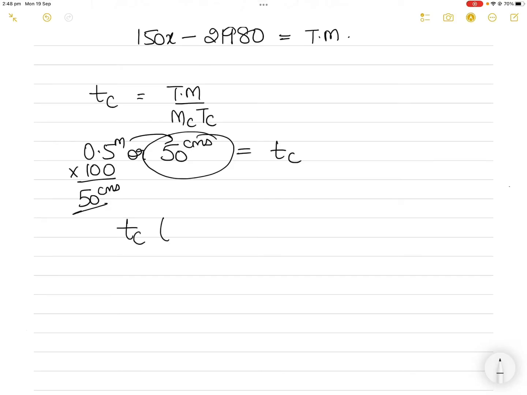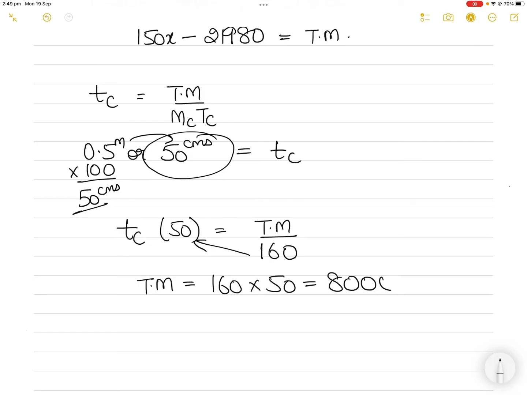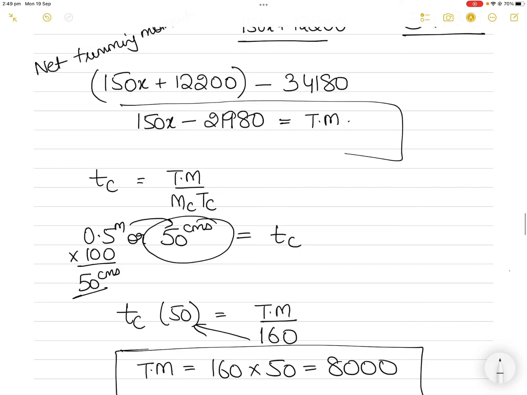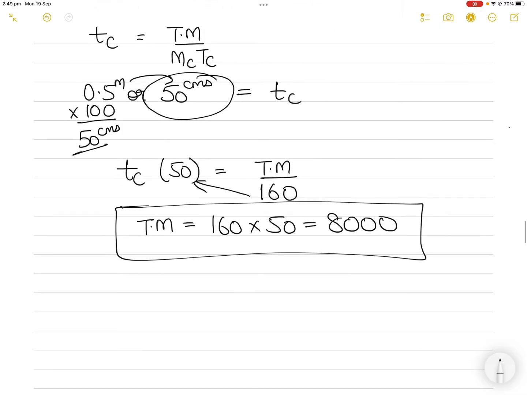So TC, which is equal to 50, equals the trimming moment that I don't know, divided by MCTC, which is 160, given to us. So the trimming moment will also be equal to 160 times 50, which is equal to 8,000. So the trimming moment equals 8,000, and the trimming moment also equals this here. So we've got two equations from the trimming moment, which we can then equate to one another. So what we can say is 150x minus 21,980 from equation 1 equals 8,000 from equation 2.